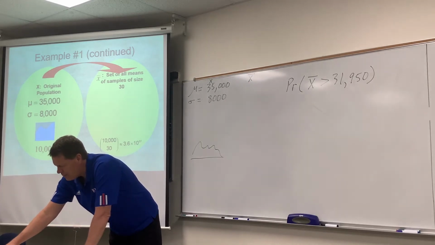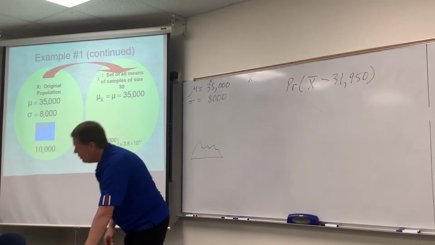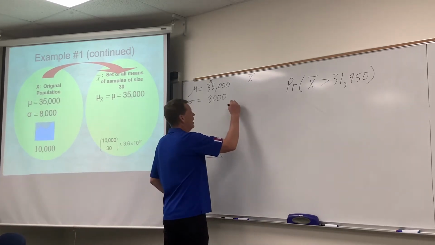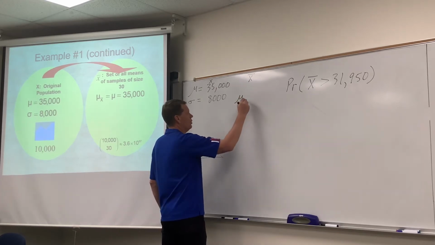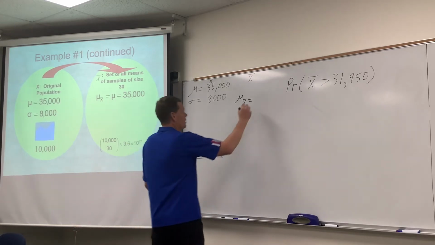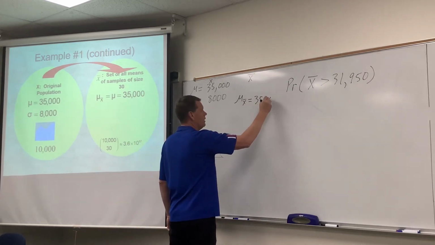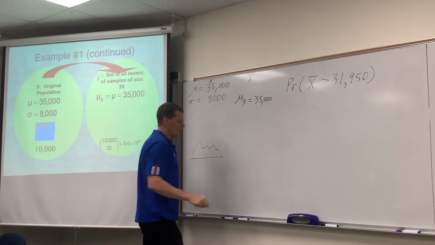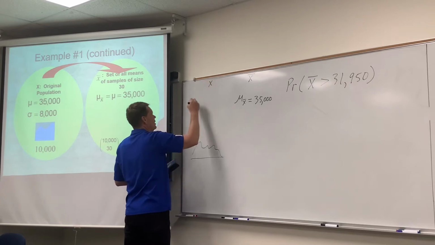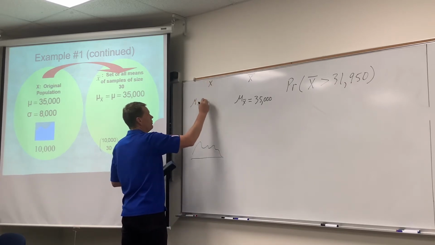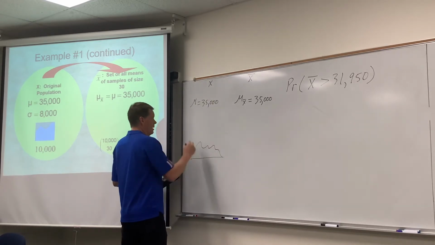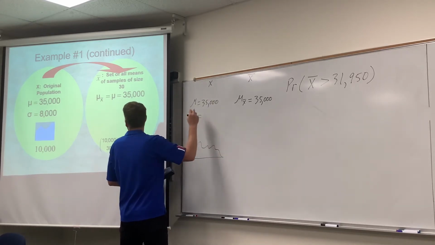But the smart math people figured out the following relationship. The mean for this distribution that we just jumped over to, called mu subscript x bar, is found by taking the mean of the original population. So they're the same. That's easy. They're always equal. Whatever this one was, that one was. So the mean of the original population was 35,000, and so the mean of the distribution of sample means is the same, and it always will be.